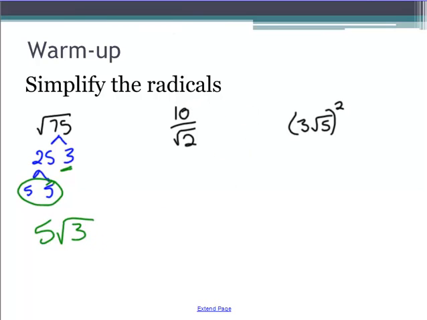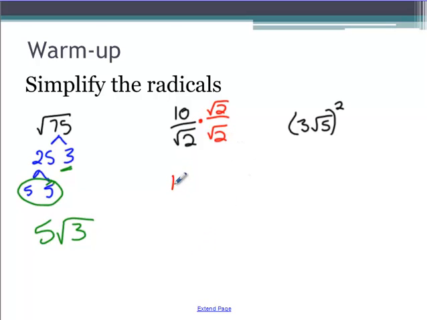When you have a radical in the denominator, it's improper to leave it in the denominator. Kind of like in English, it's improper to not start with a capital letter. So we rationalize the denominator. And rationalizing the denominator is multiplying by what you see in the denominator.